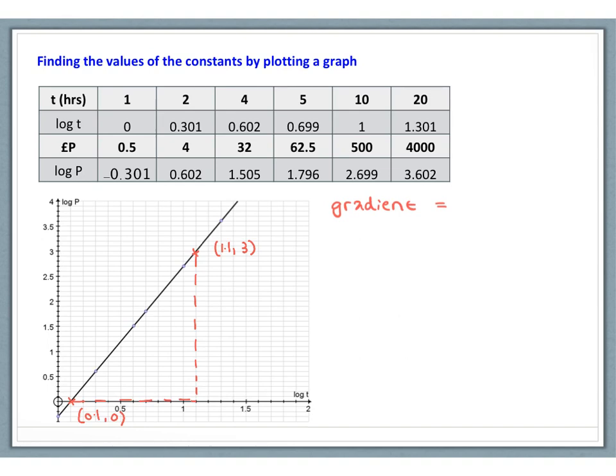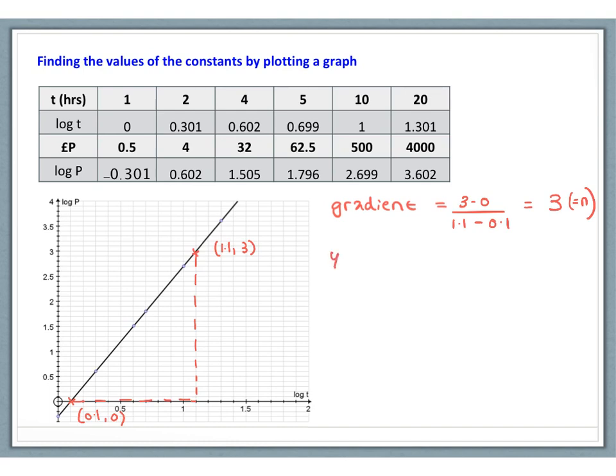So our gradient is equal to 3 minus 0 over 1.1 take away 0.1. So in this example, the gradient works out to be perfectly 3. Now remember, this is equal to n.